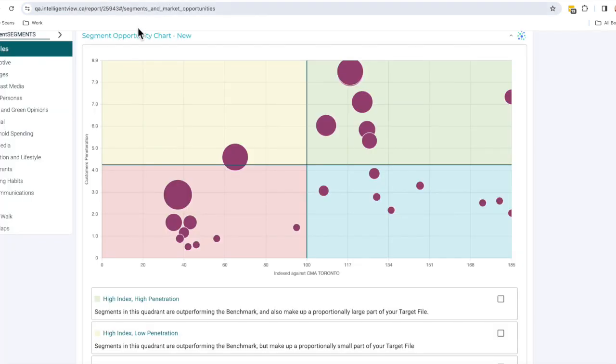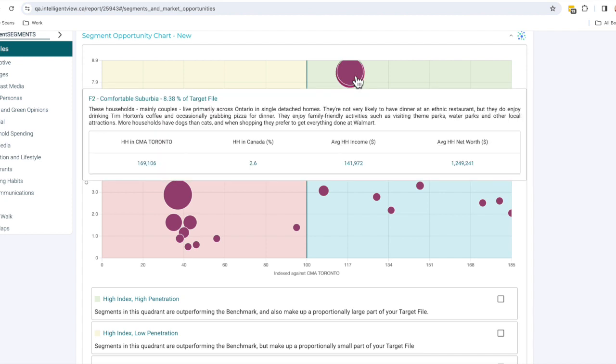They're trying to acquire new regular customers in the Toronto market but have a limited budget and need to prioritize who they should be marketing to as well as how they should be trying to reach these customers. We can identify a few segments in the top right quadrant which make up a pretty significant chunk of the target file and have a high index and penetration. They are namely D4 and F2.